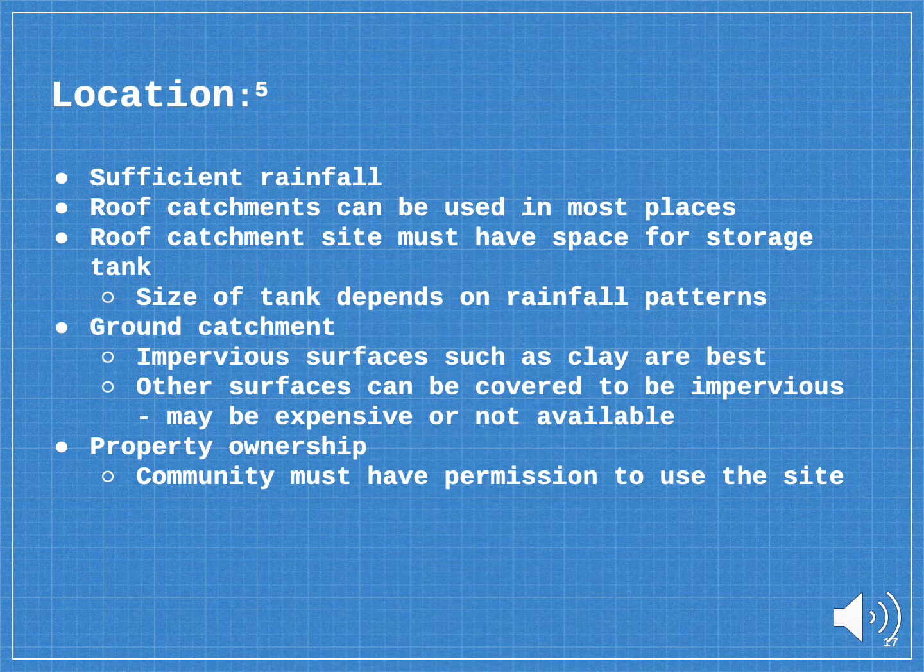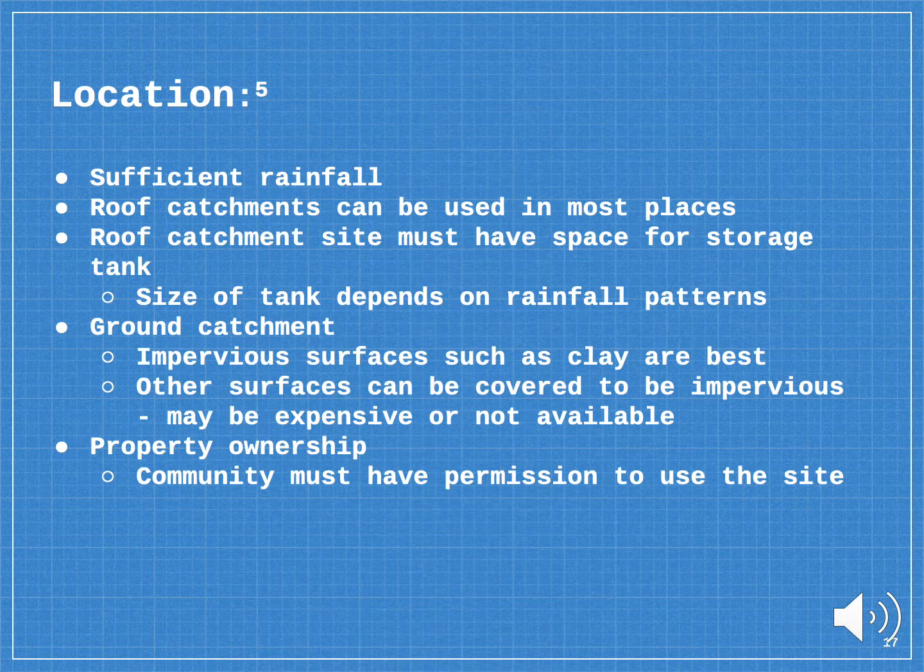It's also really important to consider property ownership along with who's going to be using the water collected at the rainwater catchment system. If this is a catchment system that will be used by the whole community, it's important to make sure that the community has permission from the landowner to use whatever building or other land for the rainwater catchment system.